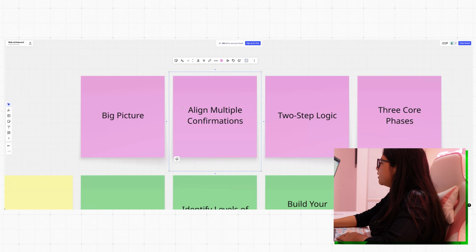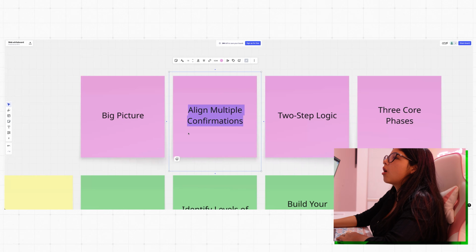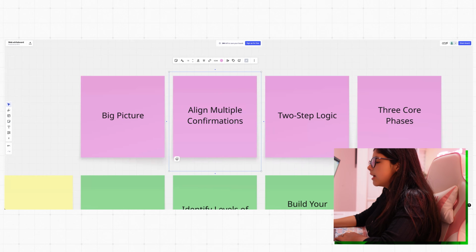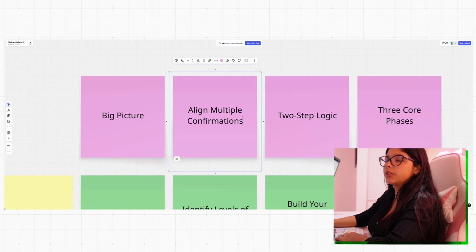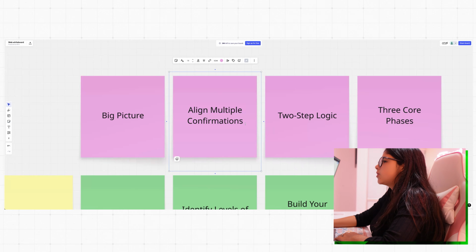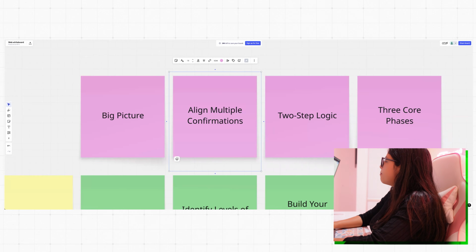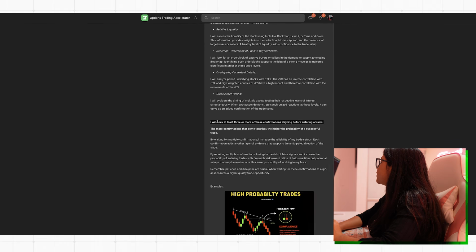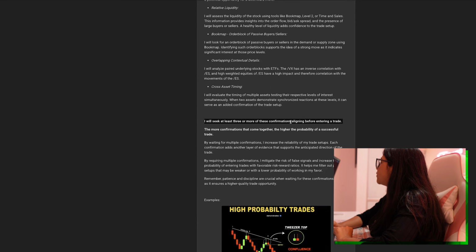So the first thing is my trading process. All of my trades usually align multiple confirmations, and I look for evidence that price is going to move into a certain direction. I don't predict at all. I just look for evidence. So my confirmations, I will seek at least 3 or more of these confirmations to align before entering a trade. The more confirmations that come together, the higher probability of a successful trade.